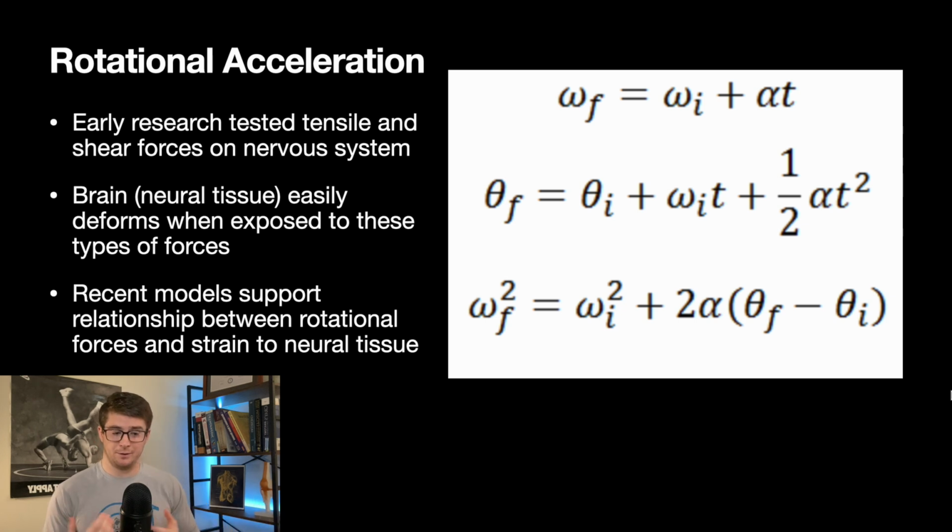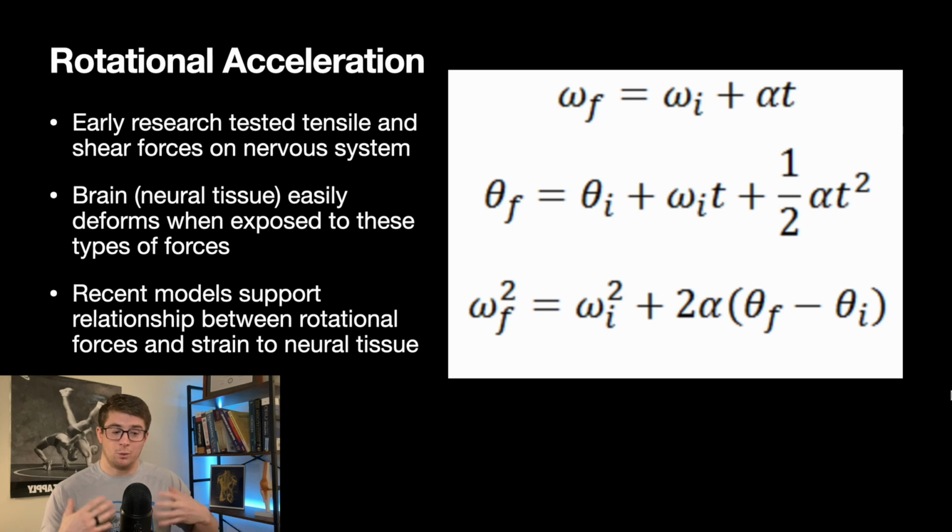And so they were able to figure out that brain or neural tissue easily deforms when you expose it to these types of forces. It's not like bone, where if you load it up to a certain point and allow it to recover, it actually gets a little bit stronger. Neural tissue does not behave this way.